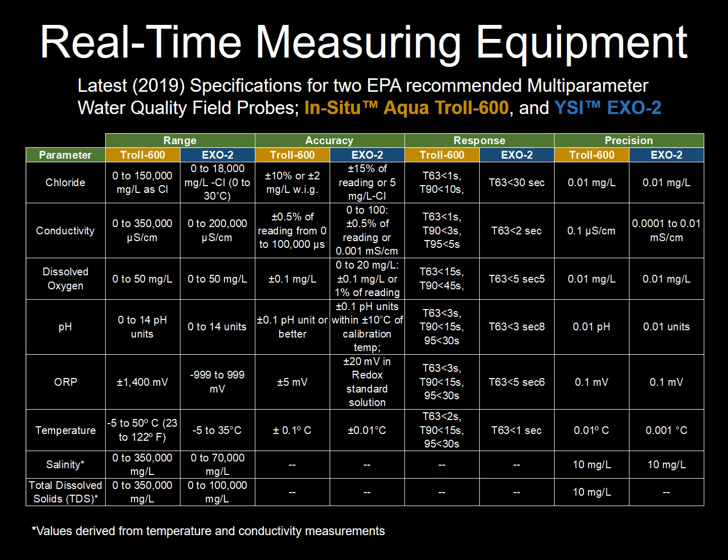You can see some of the comparisons between the range, accuracy, response, and precision. As far as cost, the difference is substantial between the two. It's about $3,000 more for the Troll, but it also bears with it a bit better improved values of range, accuracy, response, and precision for most of the values shown.